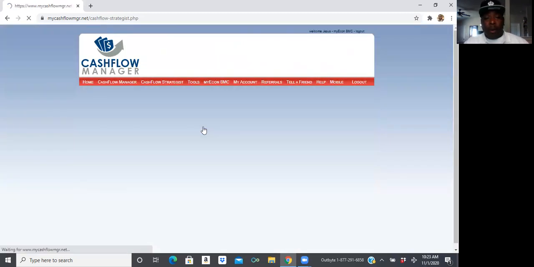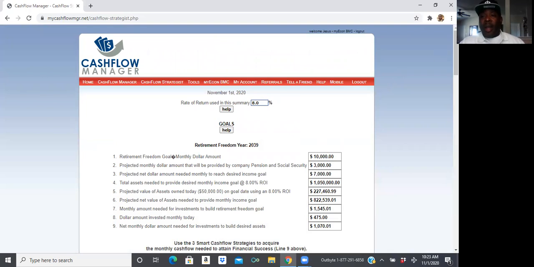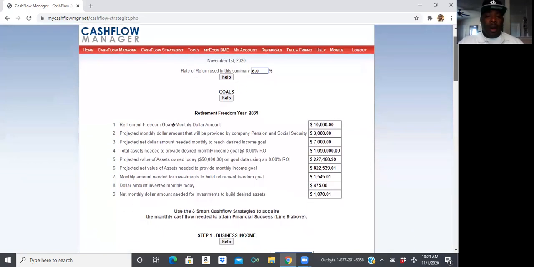So now I believe we are on B. All right, now at the top, you're going to see the rate of return used in this monthly summary. You've got an 8%. Now, over here at My Econ, we highly recommend for all associates to find investments that are going to give them at least an 8% rate of return.